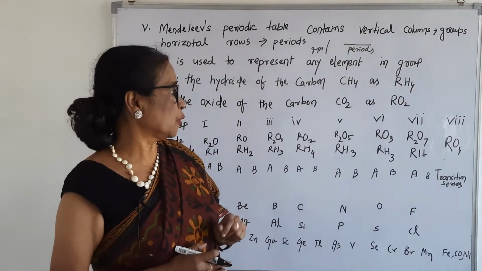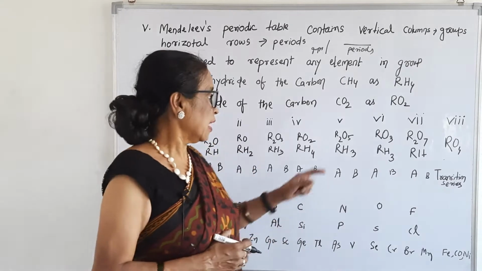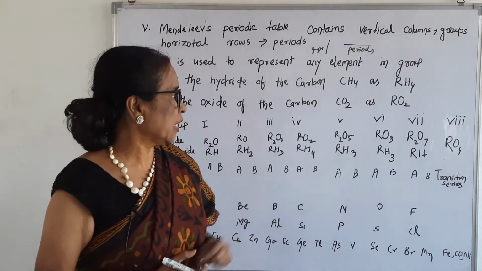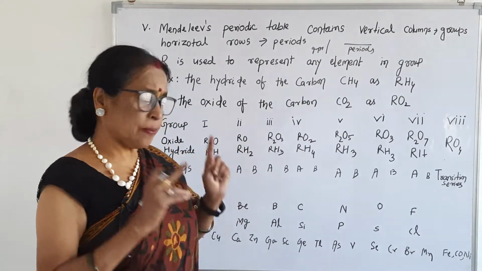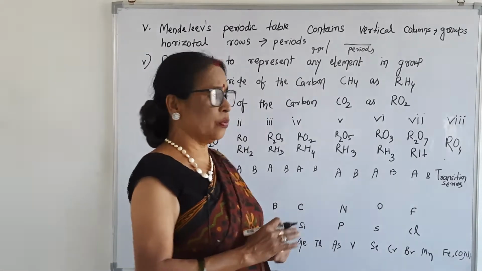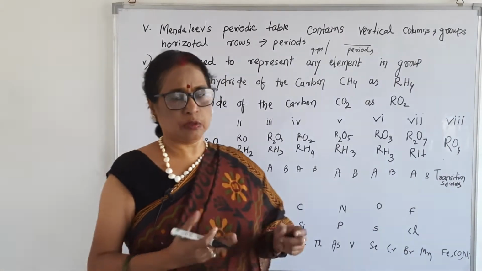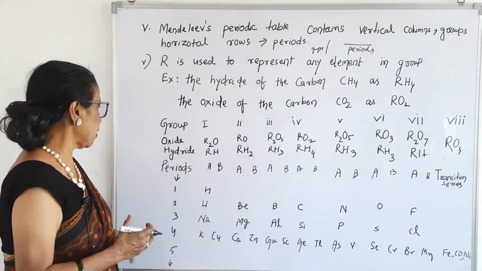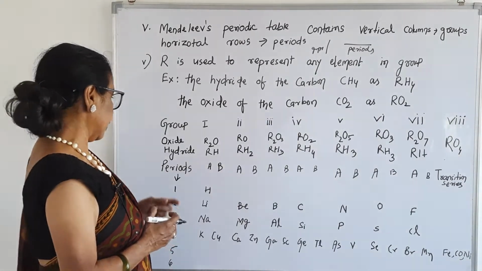And now you can come to the seventh group, where fluorine and chlorine are there. So R2O7, RH. So here you can see the eighth group. Eighth group is simply RO4, because with hydrogen it cannot exist; the compounds of hydrogen with eighth group elements do not exist.